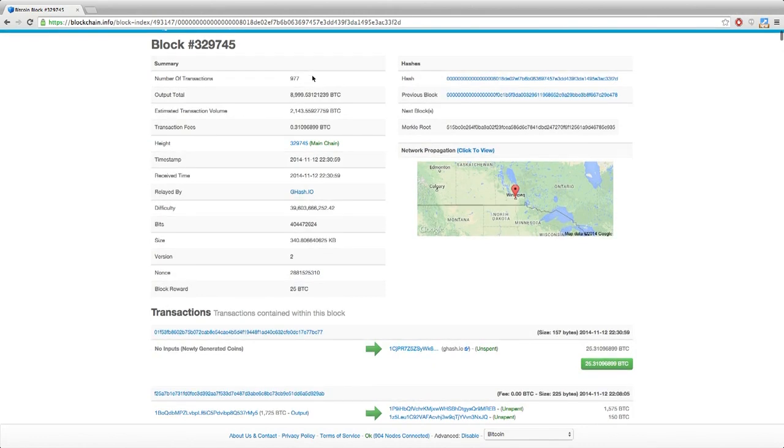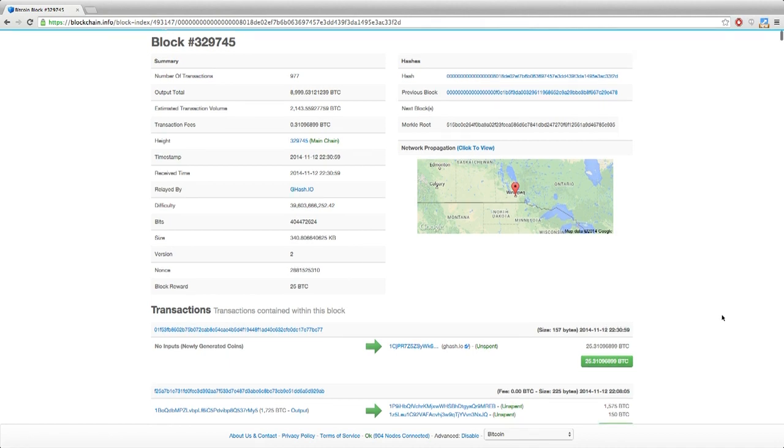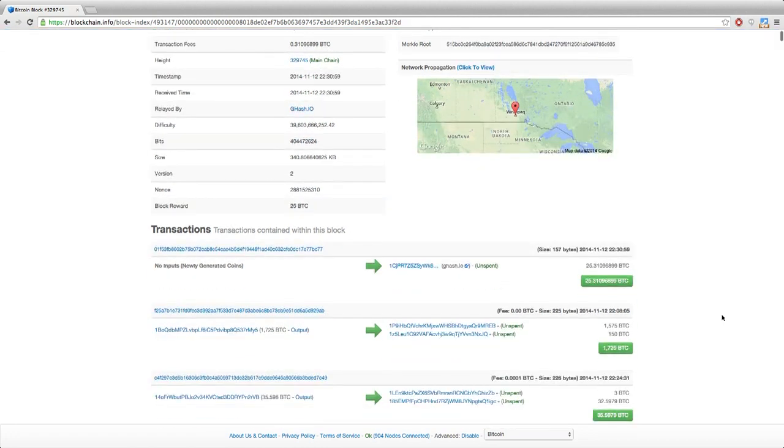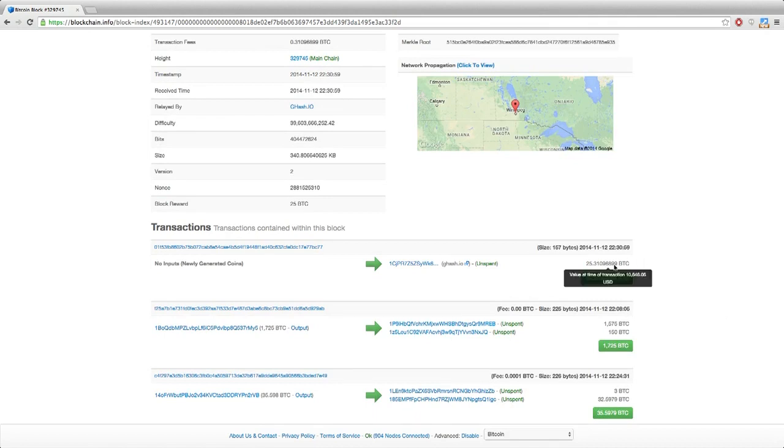They took in 977 transactions. That's actually a pretty large block. And from all those 977 transactions, each one of those transactions probably gave a little bit of a miner fee. And all those miner fees added up to about 0.31 Bitcoin. So you can see there on the blockchain itself, that's how the pricing works. Those are the miner fees, and it's all voluntary.